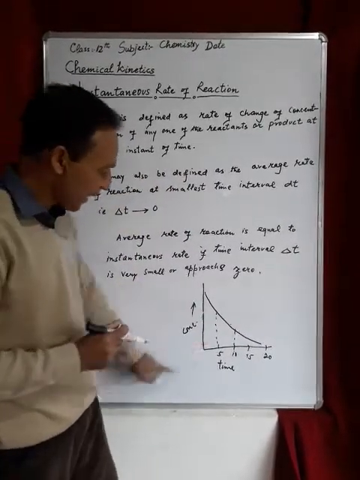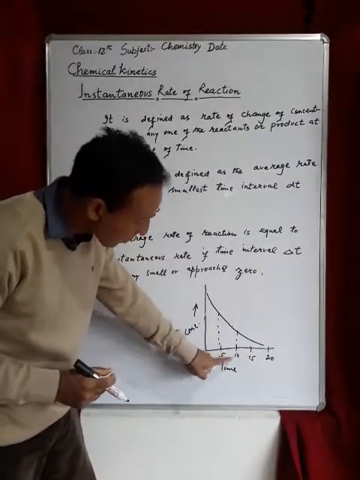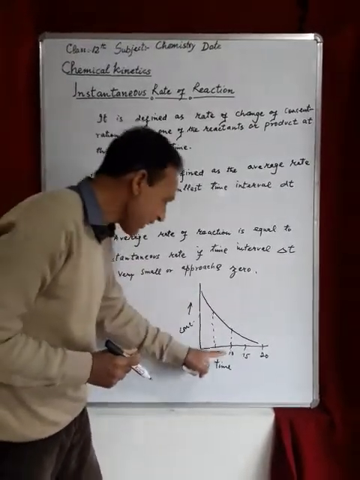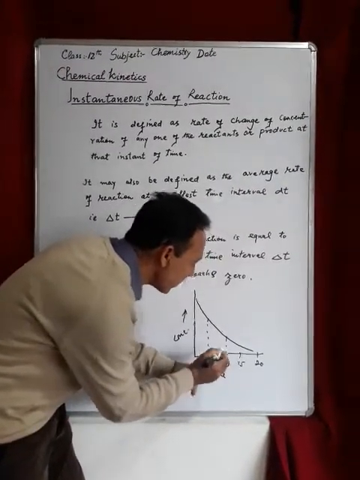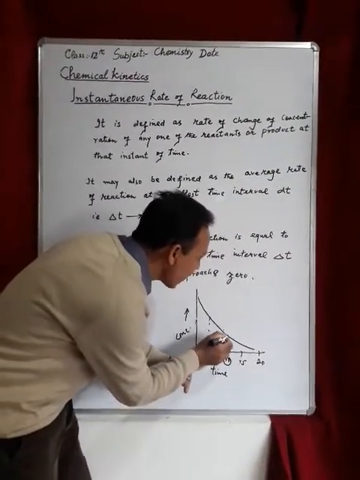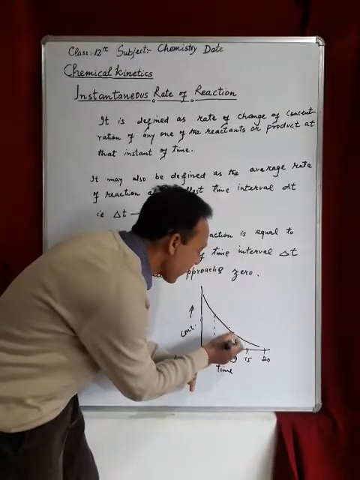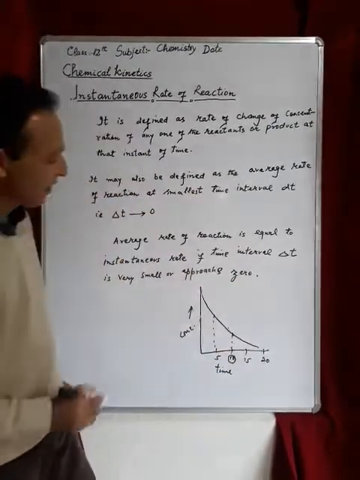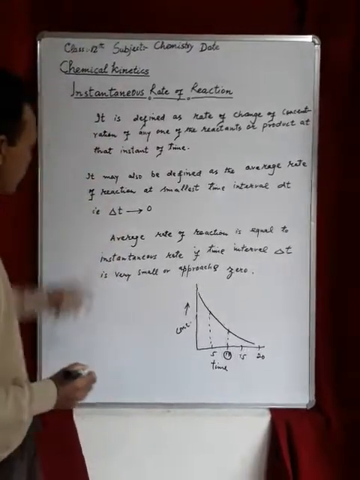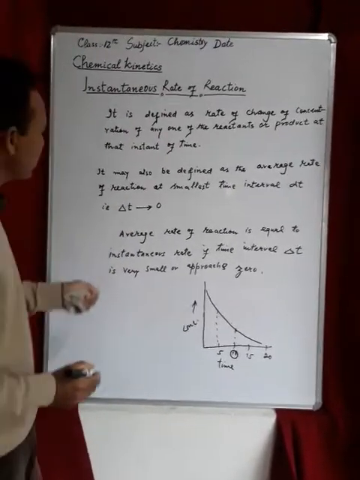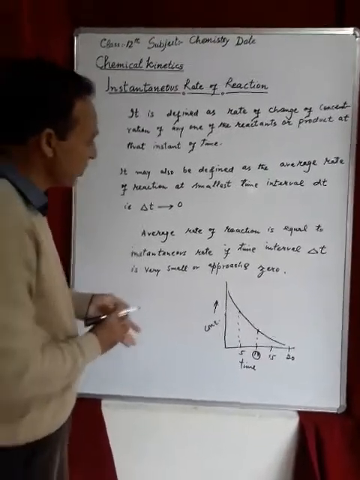लेकिन यहाँ पर क्या हम करते हैं? It is the rate of reaction at an instant of time. Instant of time means suppose time is equal to 10 minutes. So at 10 minutes we have to calculate the rate of reaction, and that rate of reaction will give us the instantaneous rate of reaction. So these are the three definitions of the instantaneous rate of reaction.